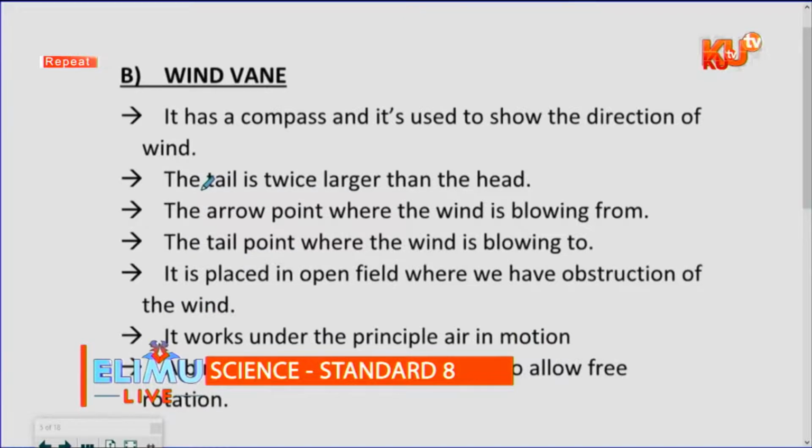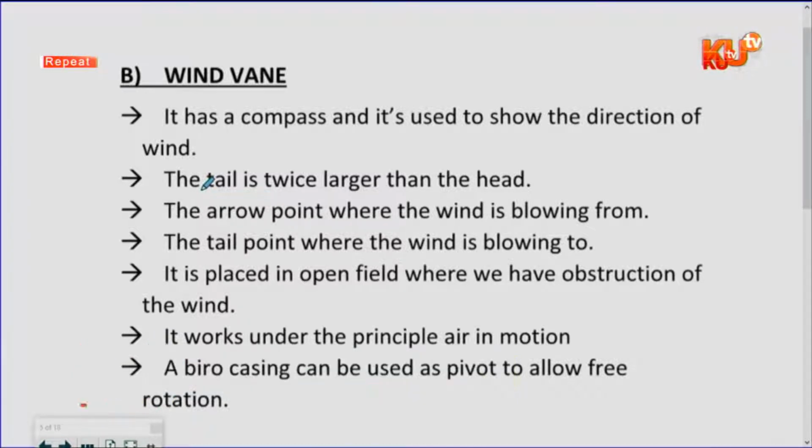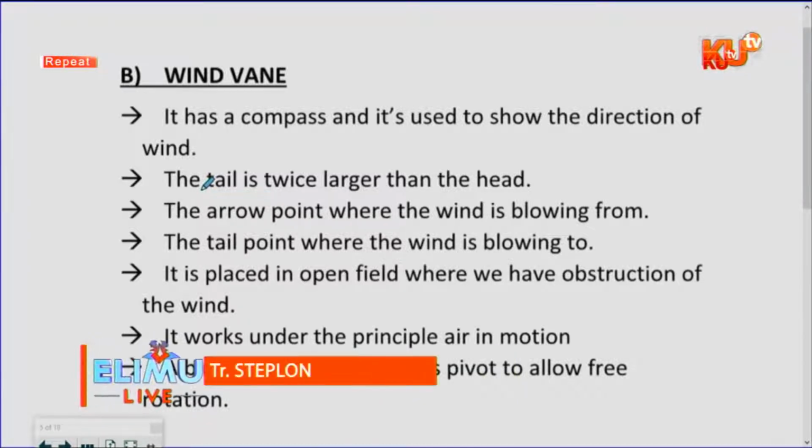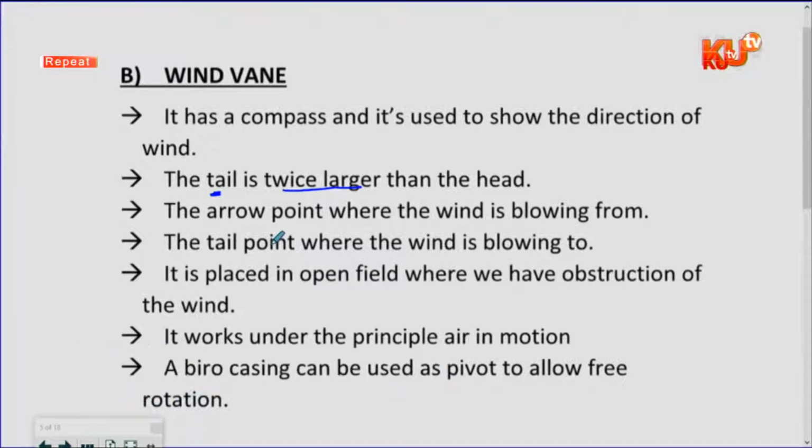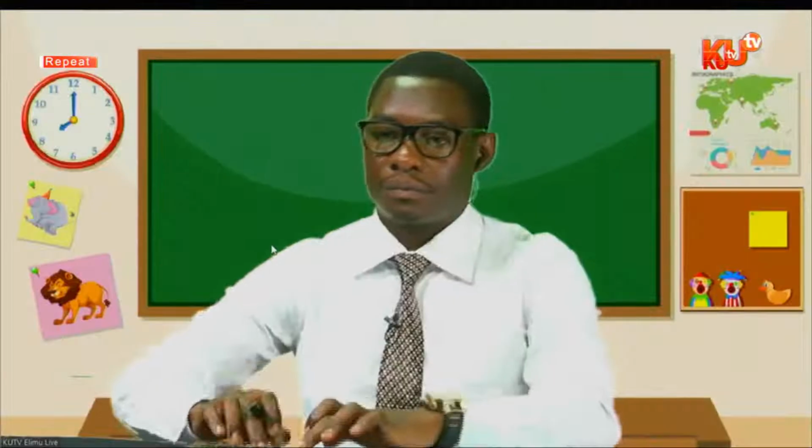So it also has a compass, and the purpose of a compass is to show direction. And the tail, as I had said, is twice larger than the head. The arrow points where the wind is blowing from, and the tail points where the wind is blowing to. It is also placed in an open field where there is no obstruction.